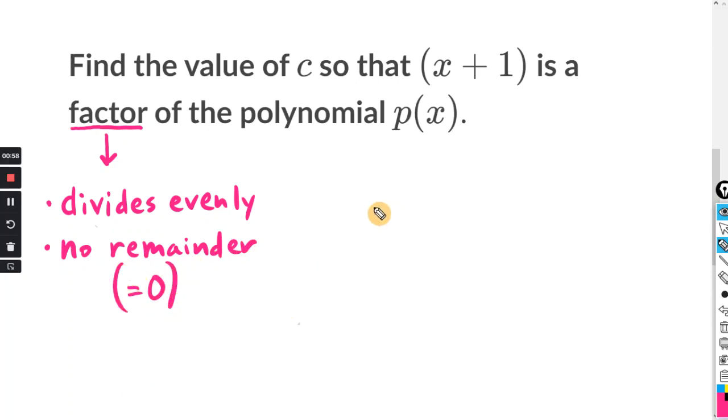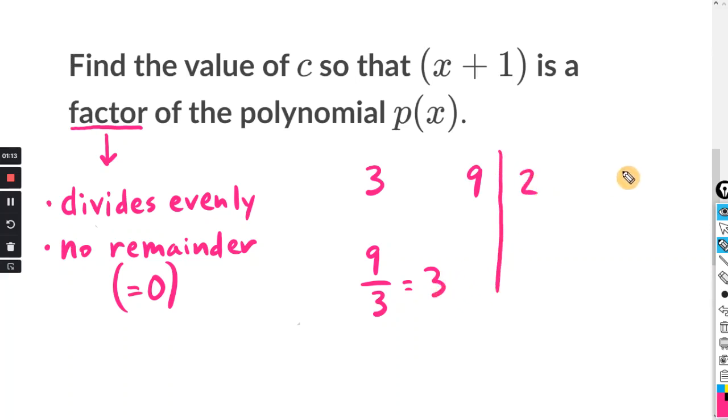So, just as a simple example, why is 3 a factor of 9? Well, that's because when you do 9 divided by 3, you just get 3 with no remainder. Is 2 a factor of 9? No, because 9 divided by 2 will give you a remainder, 4 remainder 1. So 2 is not a factor of 9, but 3 is a factor of 9 because it has no remainder. The same holds true for this problem.